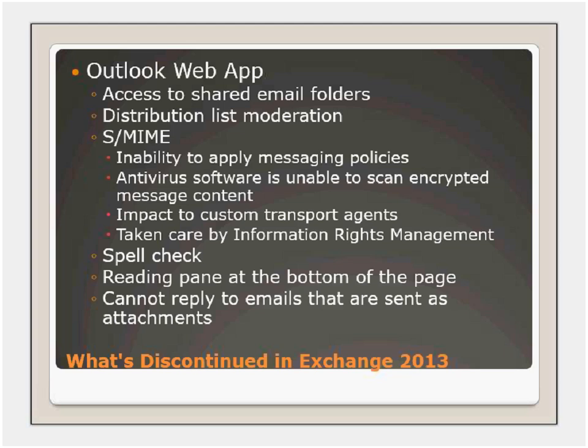And yes, S/MIME is an older way of encrypting an email system, and that is no longer there. There were a lot of issues why S/MIME was removed. One is that when S/MIME is put on any of the mails, there is a possibility that you may not be able to apply the messaging policies. Even the antivirus is unable to scan those encrypted messages. There is also impact to the custom transport agents which third parties are making. And now we have something called Information Rights Management, and that's what is going to take care of that security part.